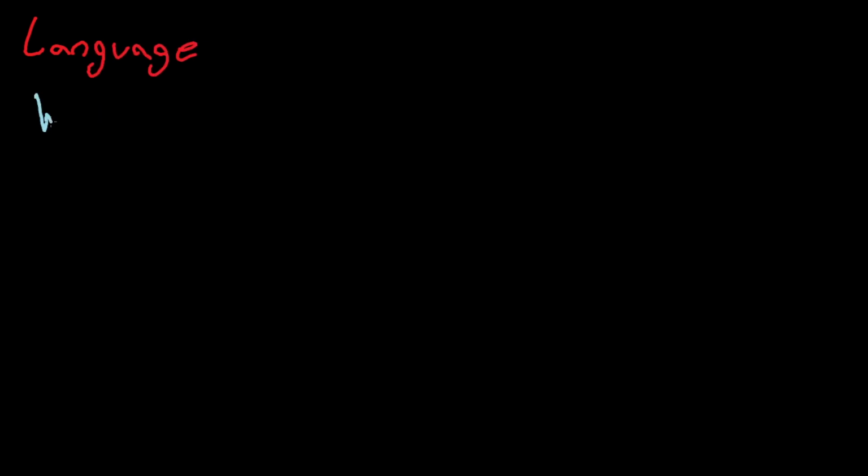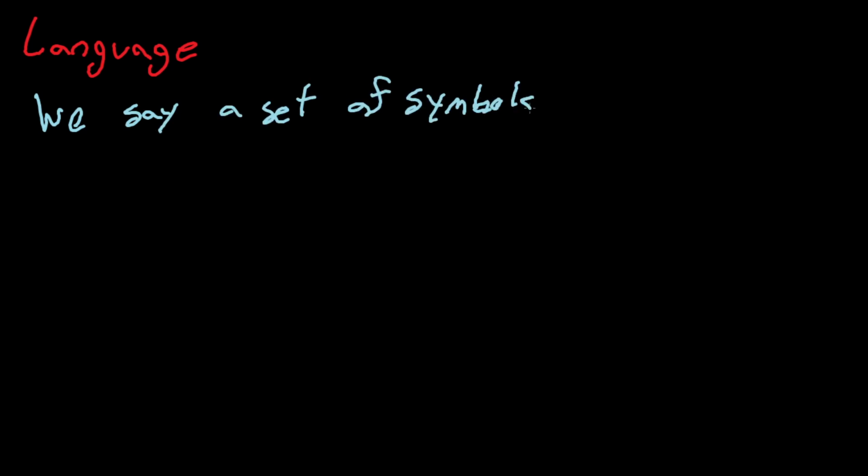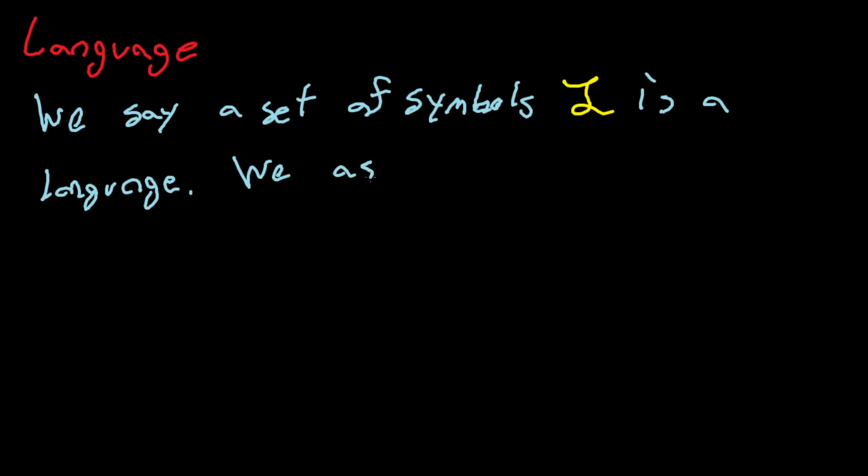And so we'll say a set of symbols script L is a language. I lied a little bit. We'll just say any set of symbols is a language. But we assume that L actually looks like this.